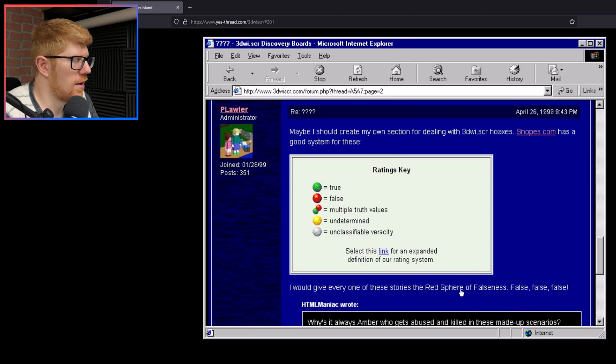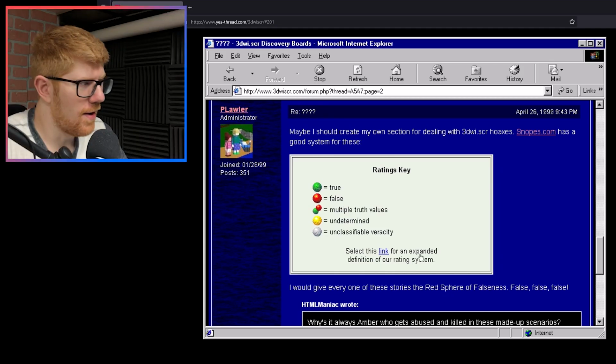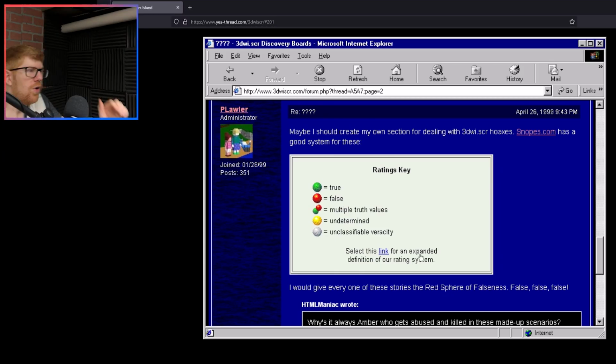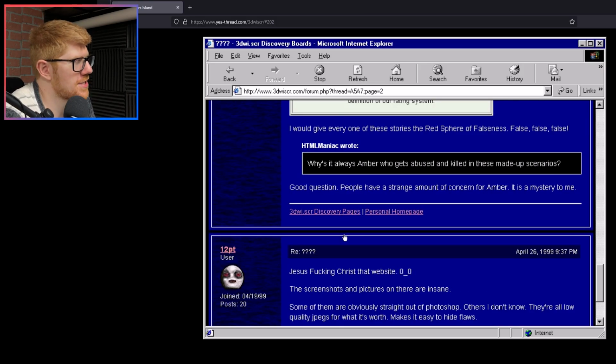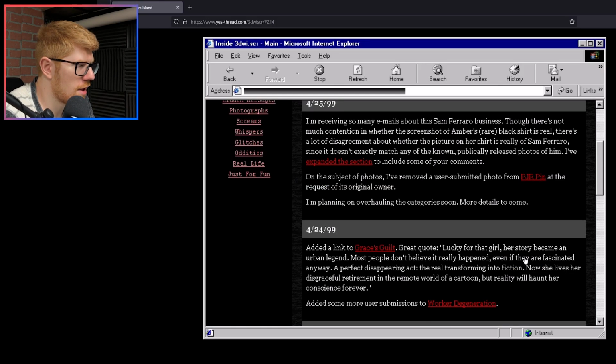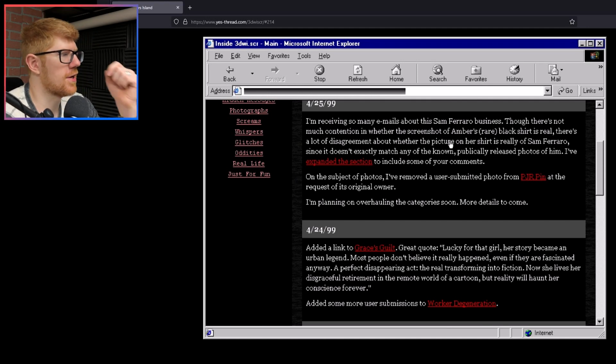Oh, by the way, hold the freaking phone, boys. Boys, it was right in front of our faces the whole time. Red sphere of falseness. Oh my god, what does that mean? What do you mean? Red sphere of falseness. I also can't click these links. I wish I could. Her story became an urban legend. Something happened. Amber's black shirt.